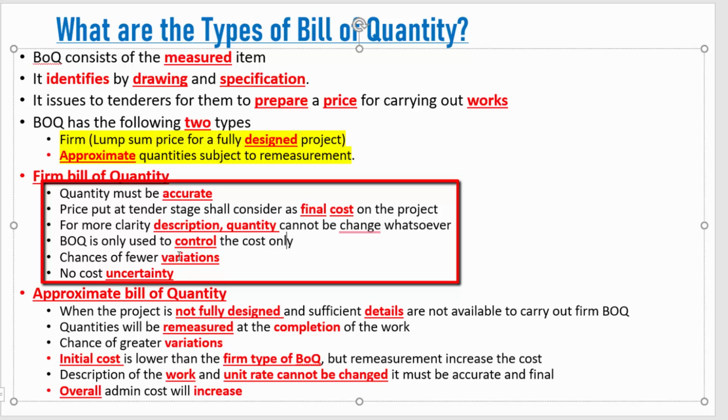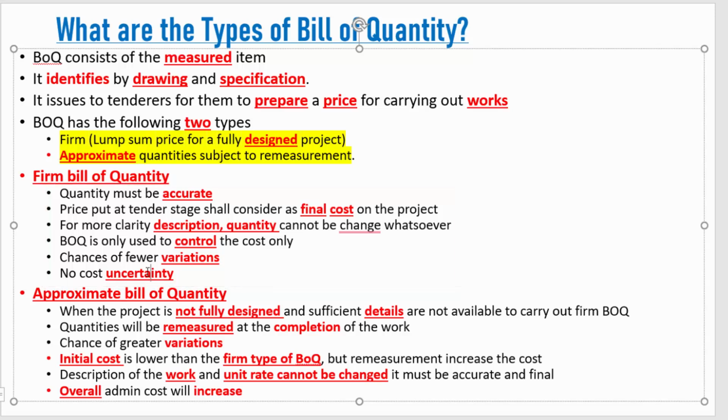Chances of fewer variations. The variations will be very less because we already agree that this is our scope of work, this is the area where our work will be executed, and the quantities are already measured accurately, so there is a very low chance of variations. No cost uncertainty, of course, because every detail is already present in the contract documents, so there is very little chance that we get any uncertainty regarding the cost.